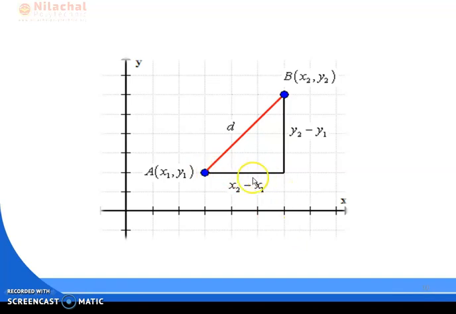So, what should the distances be? This distance is x2 minus x1, and this distance must be y2 minus y1. Now this is a right angle triangle, and this is the base, this is the perpendicular line, and this D is our hypotenuse. We know the Pythagoras theorem: h square equals p square plus b square, or h equals the square root of p square plus b square. Here b is x2 minus x1 and p is y2 minus y1. So D equals the square root of (x2 minus x1) whole square plus (y2 minus y1) whole square. So this is the distance formula we proved now.